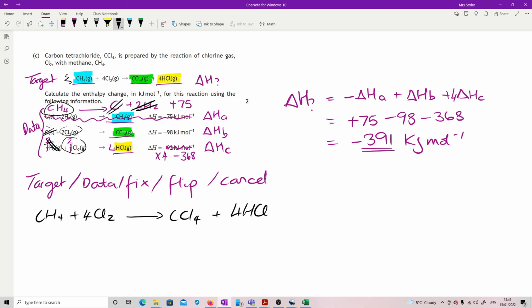Now I check that against my target equation, and I'm absolutely certain I've got this right because I have the same equation. So all I need to do now is just add up my plus 75 that I've got here, my minus 98 which I've got here, and my minus 368 which I've got here, which is exactly the same thing that I did with the algebraic, but you've got kind of internal checking. And if this is the way you do it and this makes sense to you, please just do this one, okay? And it gives you exactly the same answer. Okay, that's the question.